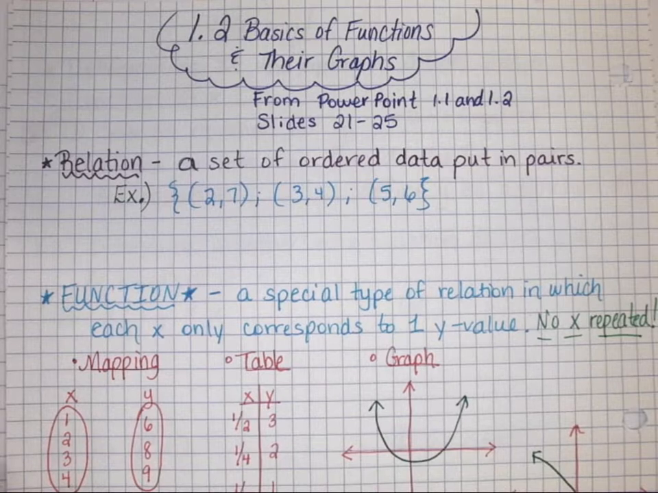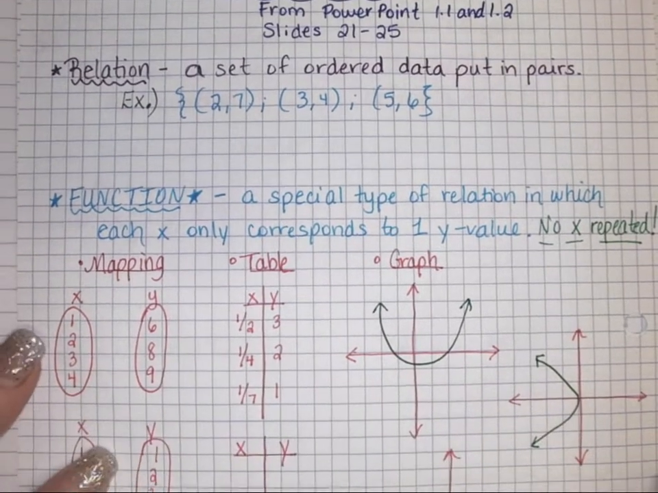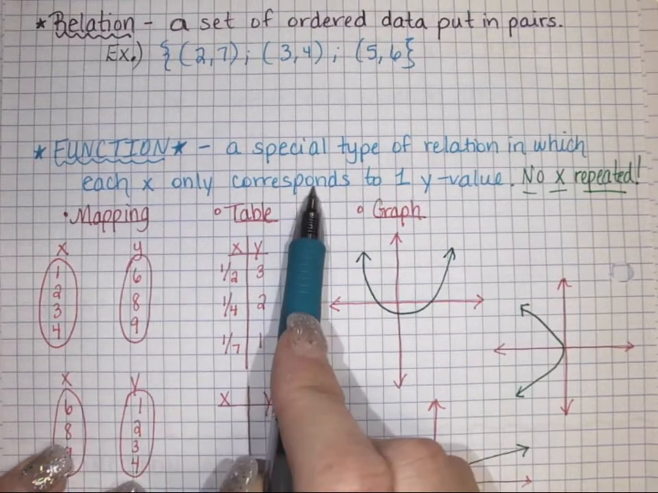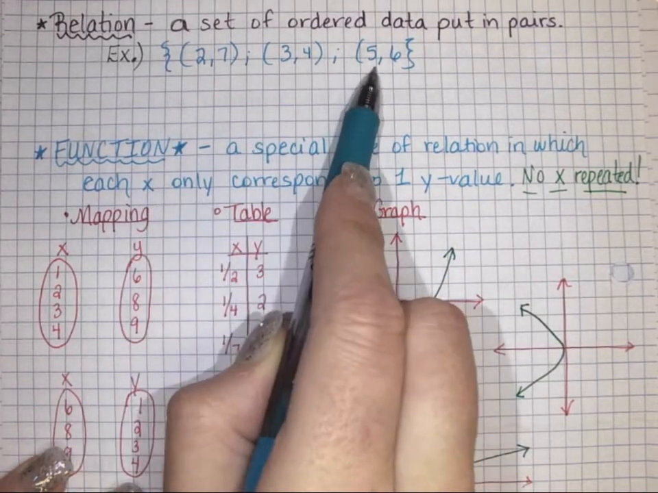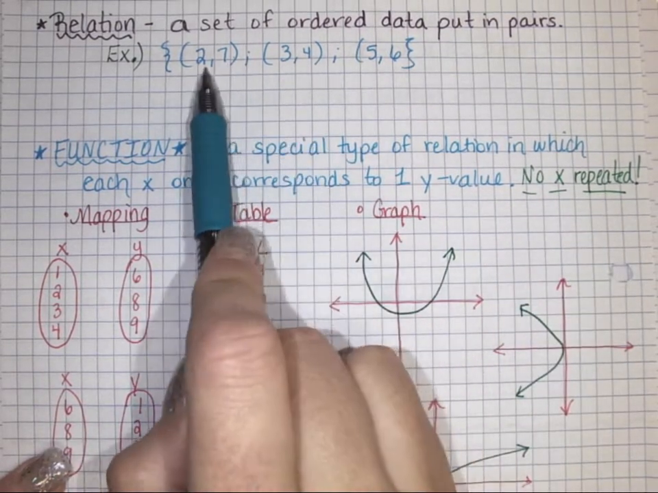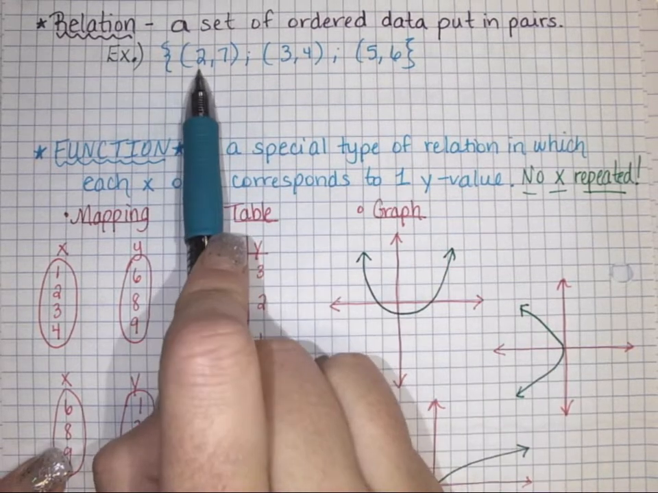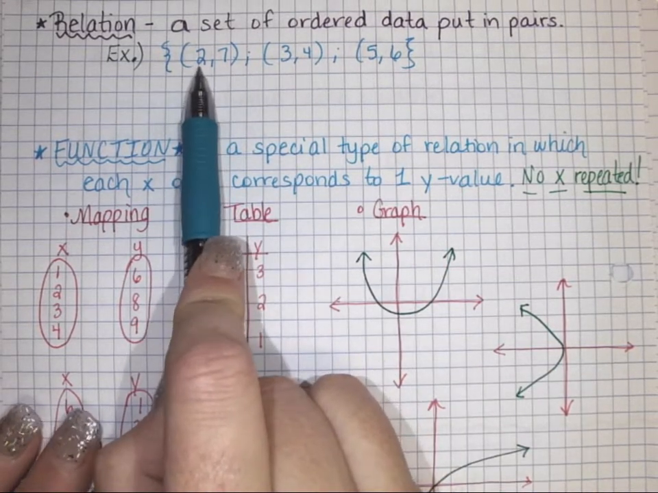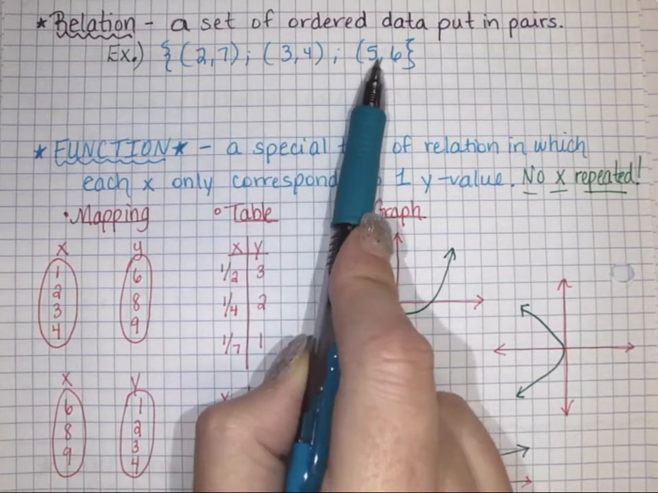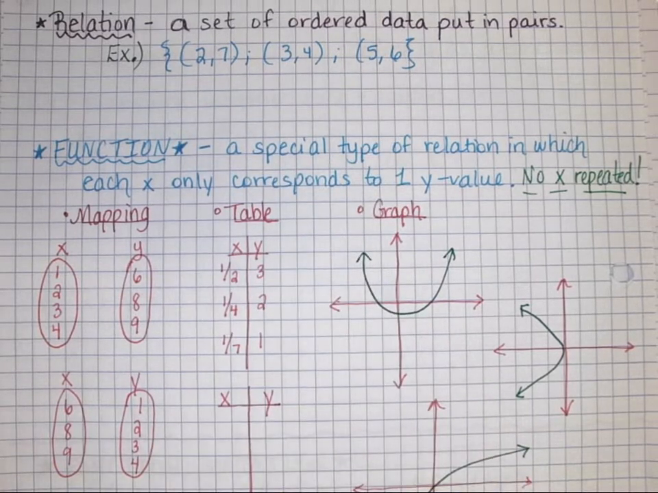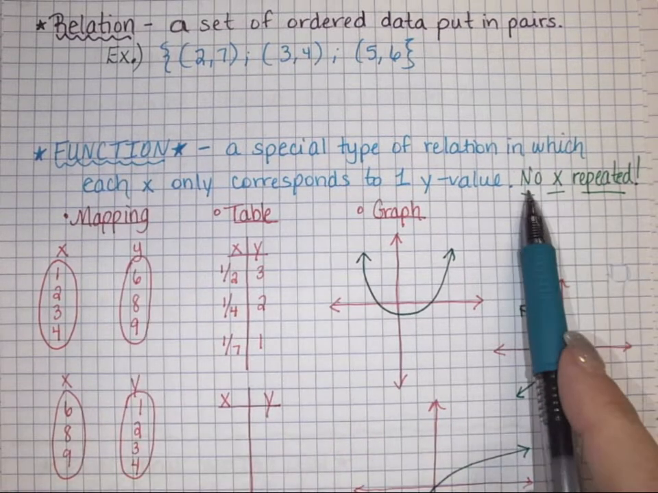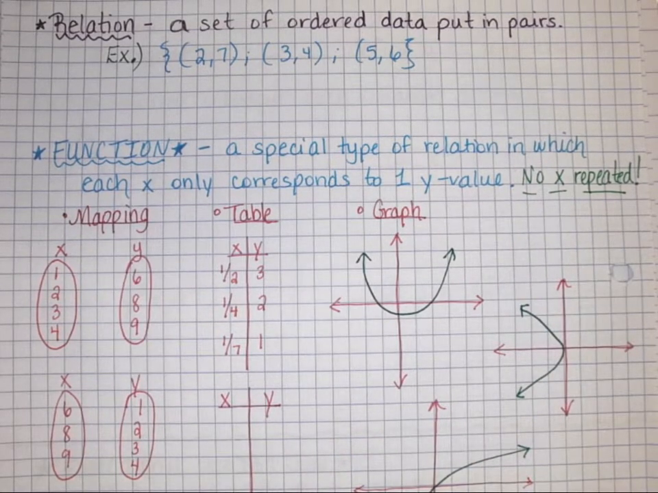They're paired together. A function, more specifically, is a special type of relation where each x value, or the first number, corresponds to only one y value. So for example, in this relation, notice how 2, which is your first value, or your x, is only paired with 7. You do not see 2 being repeated, meaning it would be paired with something else. So for a relation to be a function, no x can be repeated. That's a shortcut way to tell you.